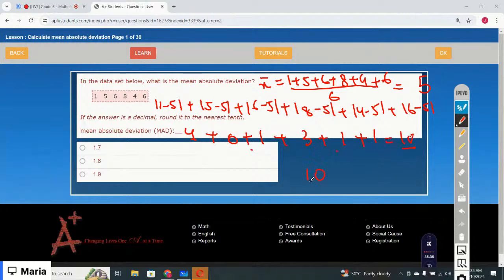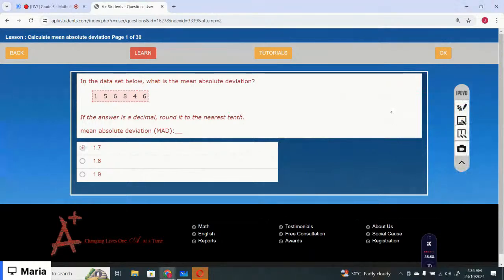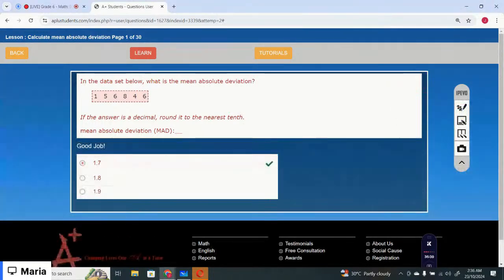That is 10, and you need to divide by the 6, right? Because the numbers are 6. So 10 divided by 6 equals 1.7. So the correct option is, the mean absolute deviation is 1.7. These are the steps you need to follow when you have to calculate the mean absolute deviation. So the correct option is 1.7. Got it?